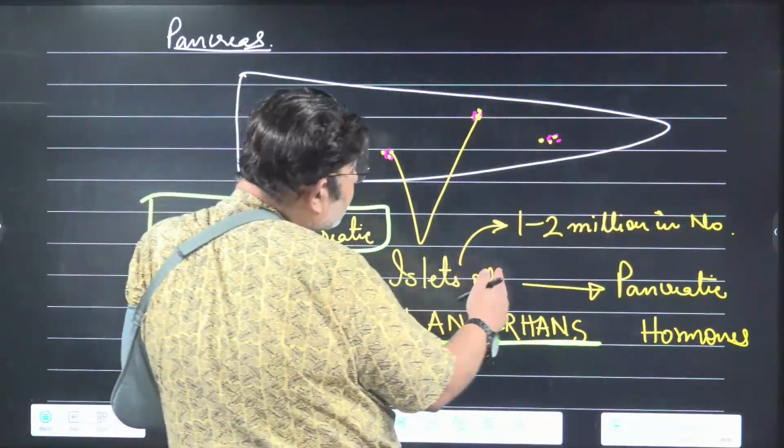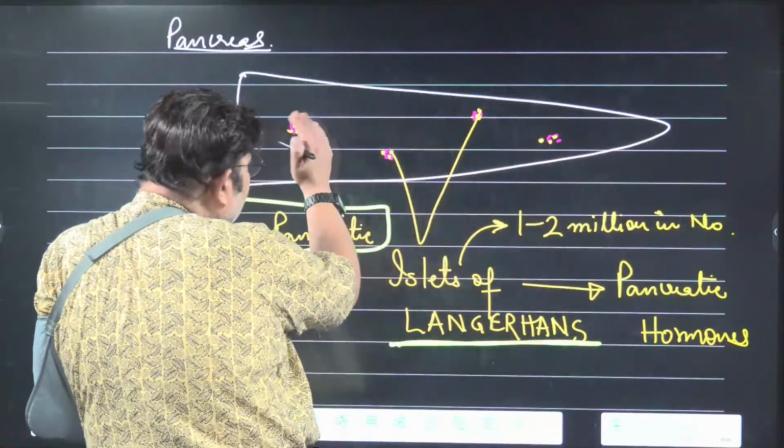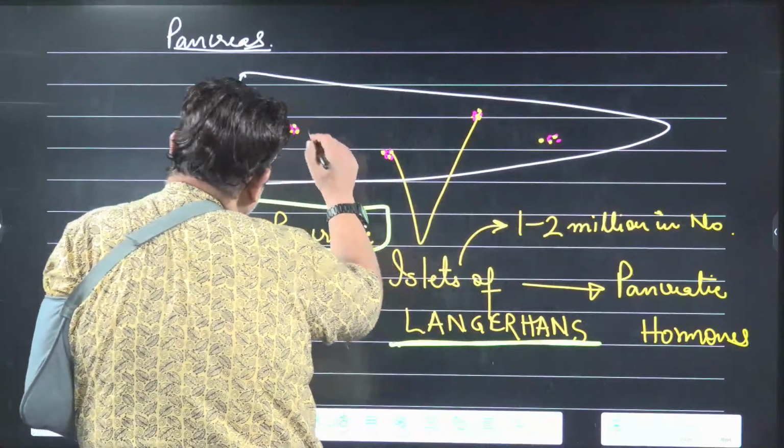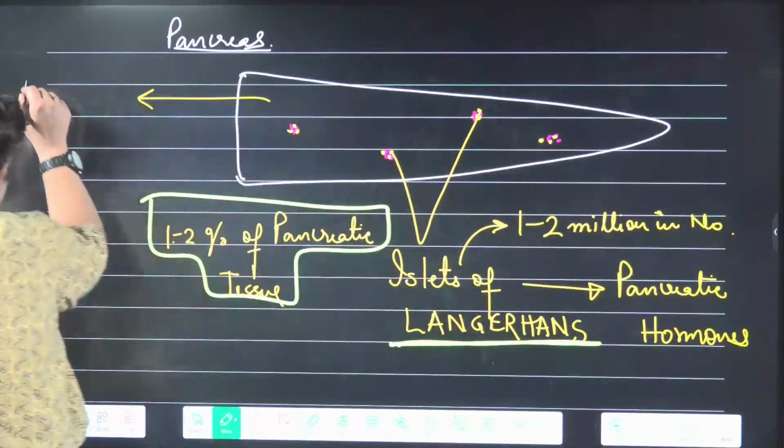We'll discuss these islands in a different chapter. This is about the exocrine part. The exocrine part of the pancreas produces pancreatic juice.